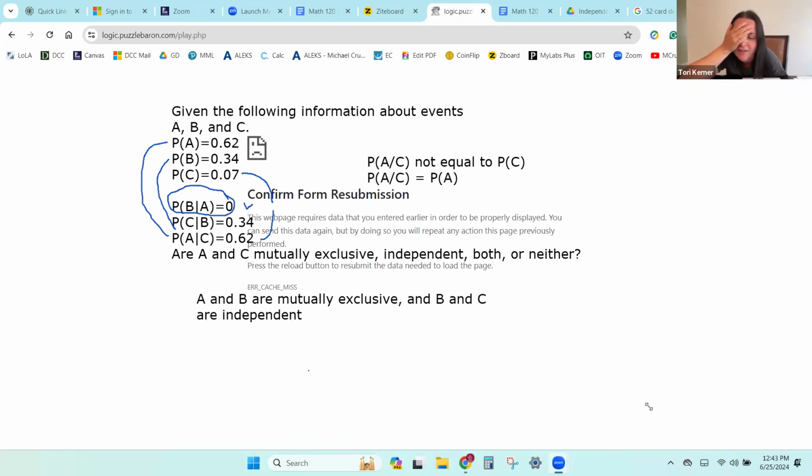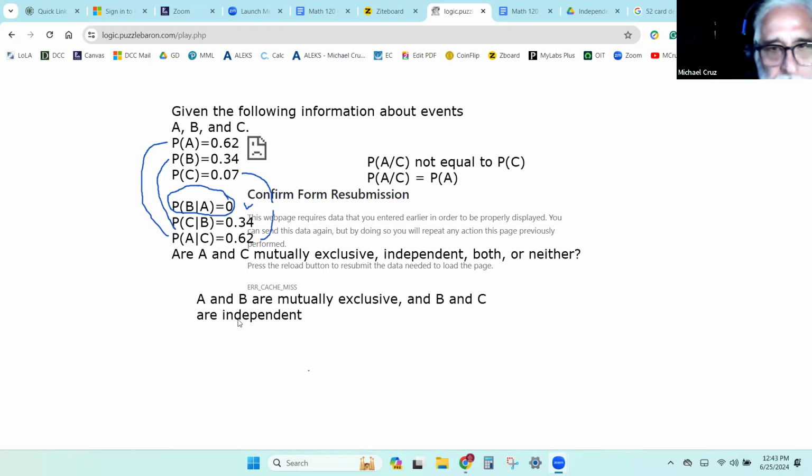So A and B are mutually exclusive. A and C are independent. So it doesn't take the first answer? No, the correct answer is C. A and B are not mutually exclusive. Oh, wait, no, no, no. I'm sorry. It is A and B are mutually exclusive and A and C are independent. So it is A.